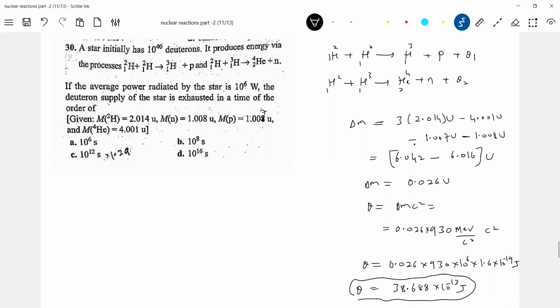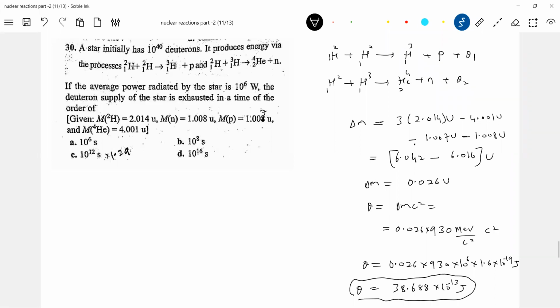What is the power radiated every 1 second? 10 to the power of 6 joules it will radiate. And for every reaction, 3 deuterons are being used. For every reaction, 2 deuterons. So he's asking what is the time after which the total mass of the deuterons will get exhausted.